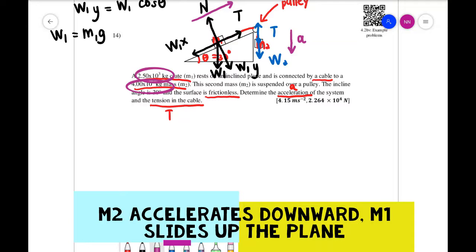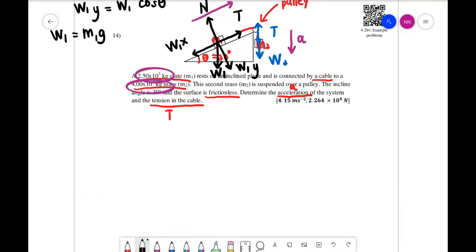Alright, let us solve this one. We have to solve by object. So for M1, it accelerates in the x component. This one is the x component, along the inclined plane, for M1.